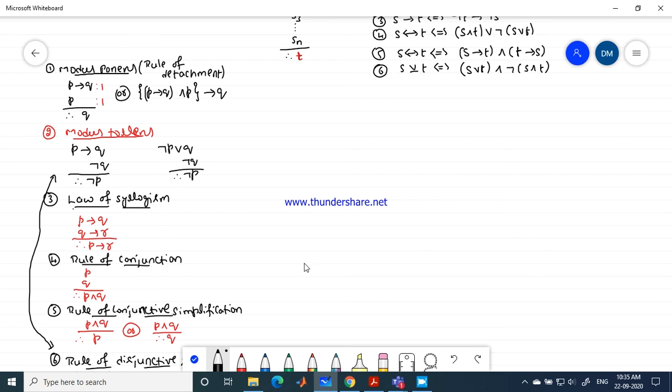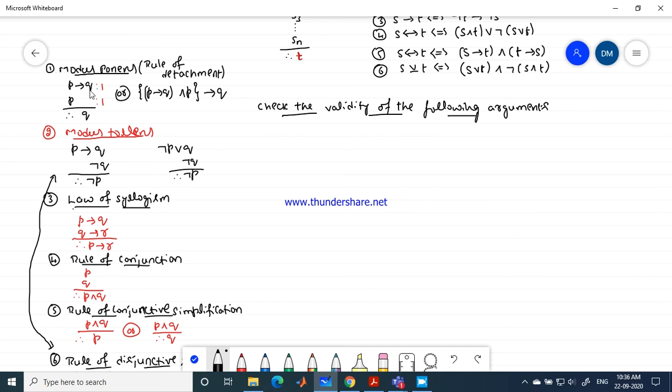Now let me consider my first example. Check the validity of the following arguments. You can frame your own examples to handle this.